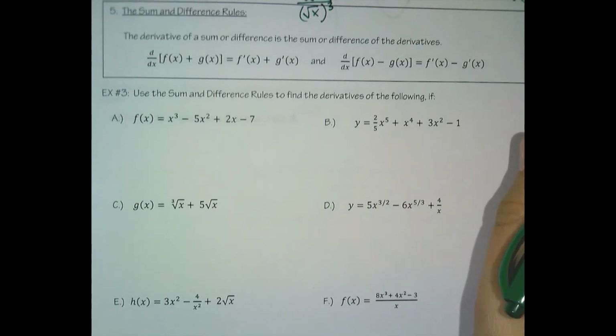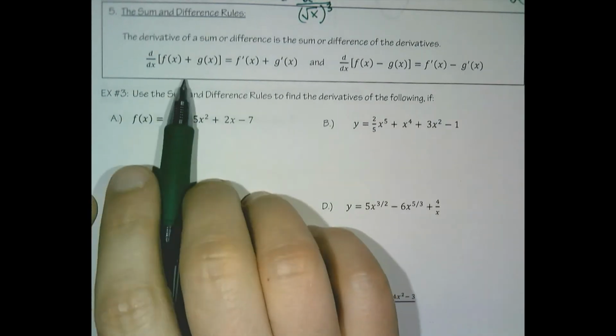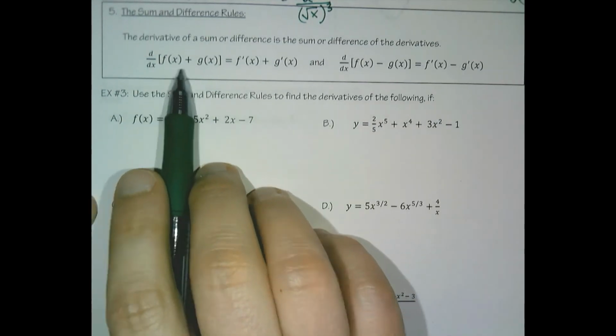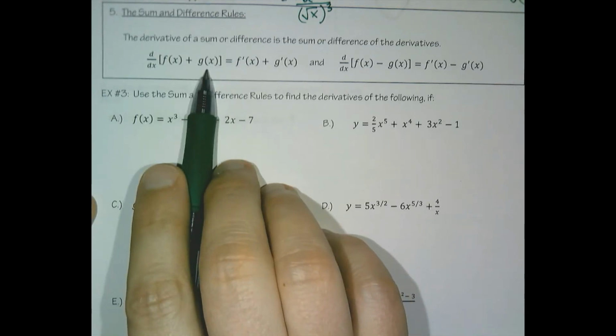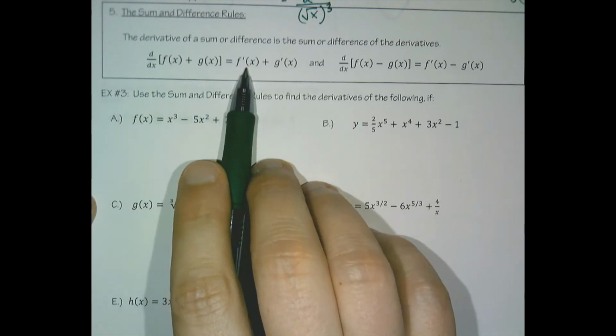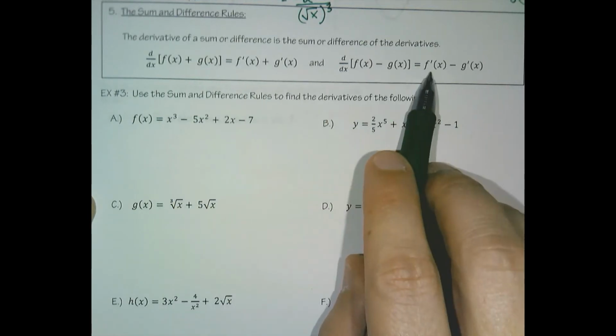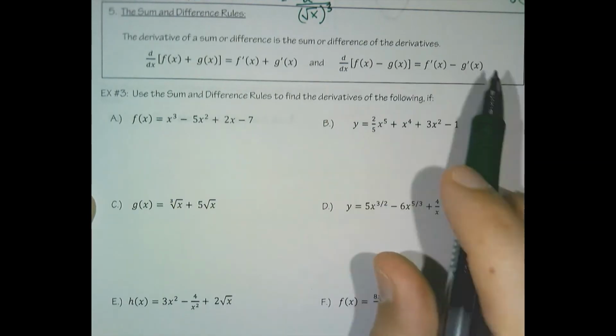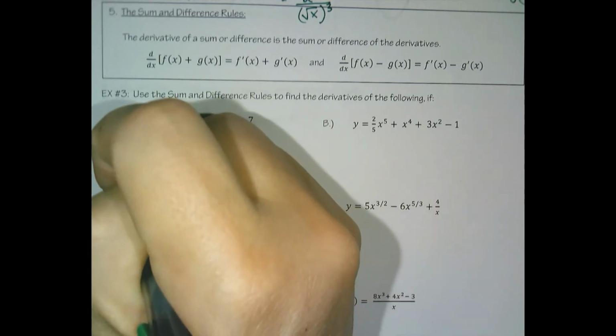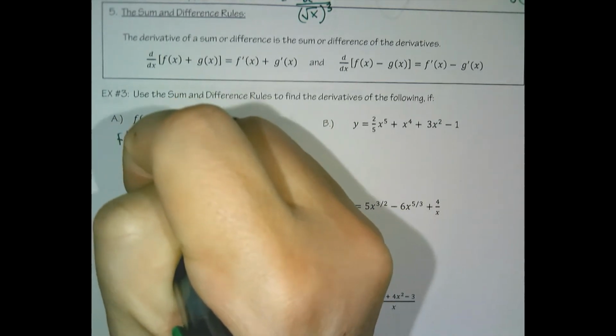All right, moving on to the next rule, the sum and difference rules. This just says if you are taking the derivative of two things that are being added together, you can take the derivative of each of them separately. Likewise, if they're being subtracted, you can take the derivative of each of the functions separately. And this is easiest understood by just taking a look at one of these problems.